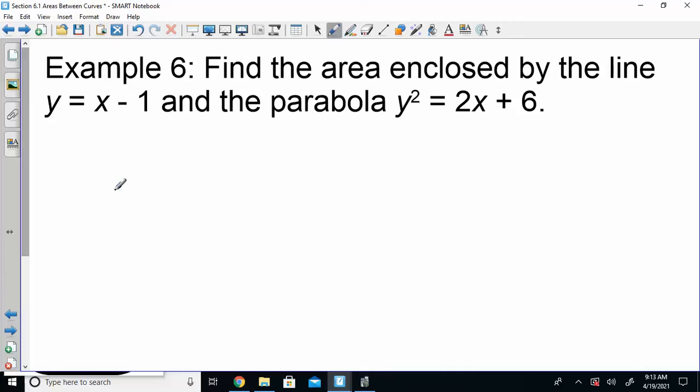If we wanted to graph y equals x minus 1, that's just a line. Y-intercept is negative 1, slope is 1. So up 1 over 1. It's a y squared. What's that going to look like?